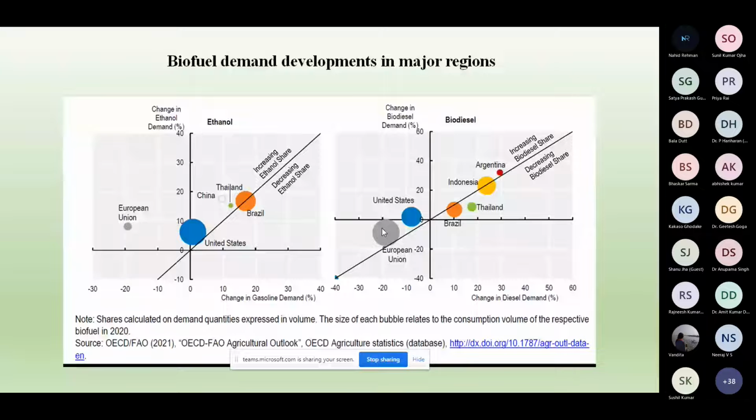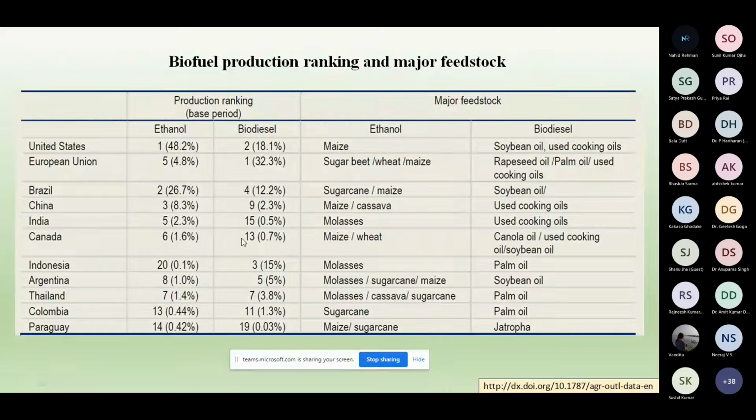bioenergy dependency. Here you can see the consolidated table where you can see which nation produces how much ethanol or biodiesel. That's a production ranking. And for ethanol or biodiesel, what feedstock they are basically using in their country.